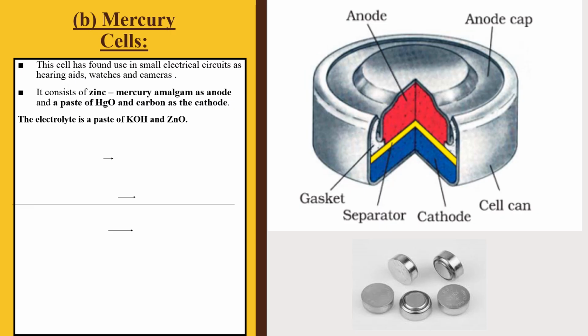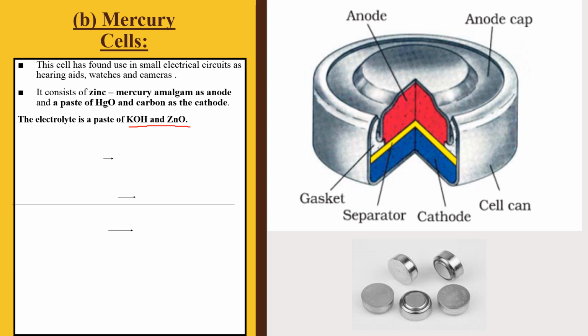Come to the next type of primary cell, that is mercury cells. This cell has found use in small electrical circuits such as hearing aids, watches and cameras. It consists of zinc mercury amalgam as anode and a paste of mercury oxide and carbon as the cathode, a paste of HgO and carbon as a cathode. The electrolyte in the mercury cell is a paste of KOH and ZnO.